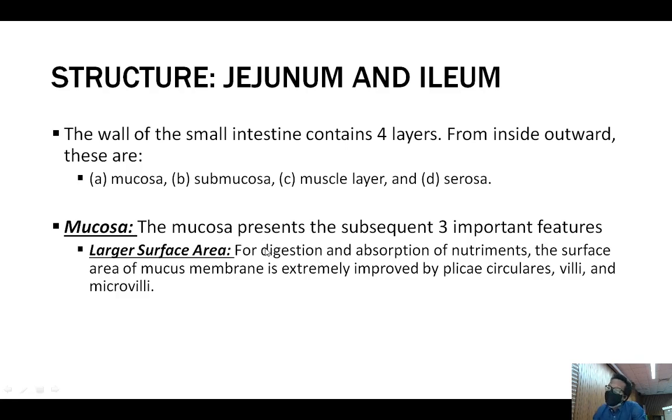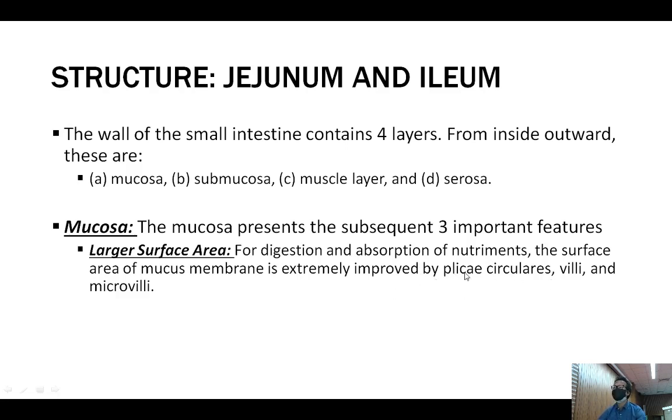Now, we have said that the function of duodenum is mainly digestion, and the function of jejunum and ileum will be mainly absorption. Digestion plus mainly absorption of the nutrients. For digestion and absorption of nutrients, the surface area of the mucous membrane is extremely increased by the plicae circularis, villi, and microvilli.